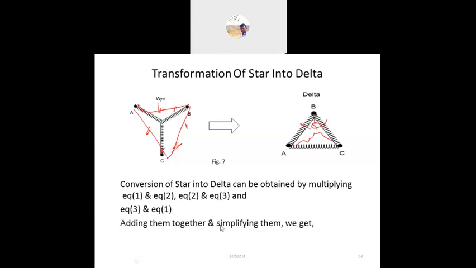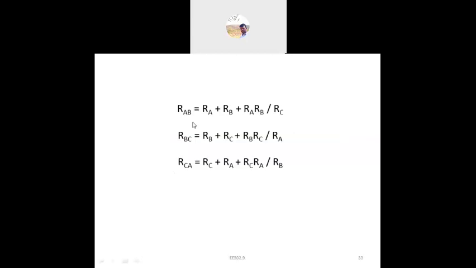Adding the terms together, we get the simplified RAB: RAB is equal to RA plus RB plus RA RB by RC. Similarly, RBC is equal to RB plus RC plus RB RC by RA. So this is the product by sum, and these are the formulas for star to delta.